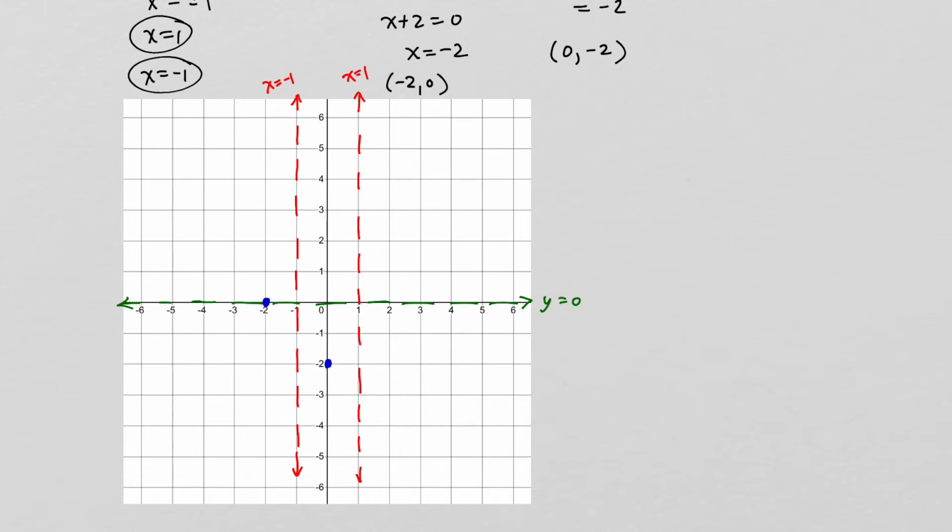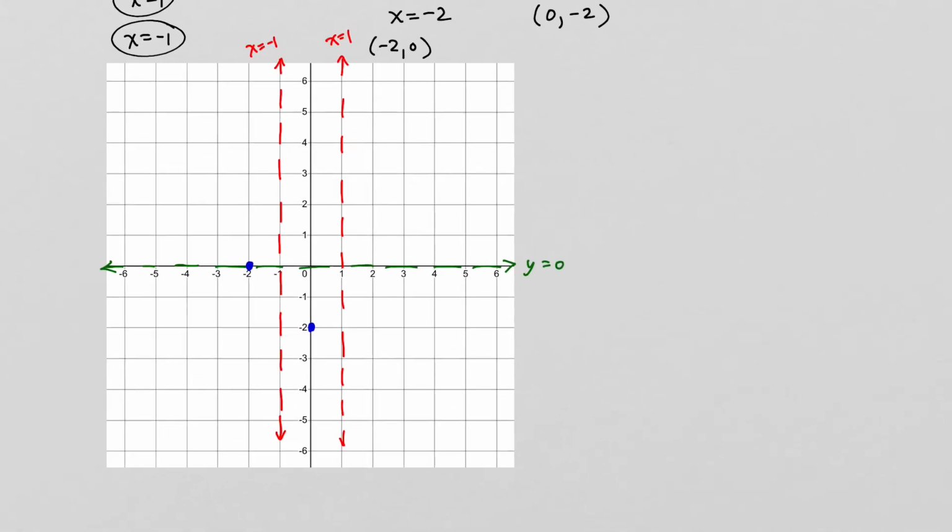All right, so the next thing I want to do is get some additional points because we do not have enough points to get an accurate graph of this function. So let's make a table of values, x and f of x. And remember that your function was x plus 2 divided by x squared minus 1.